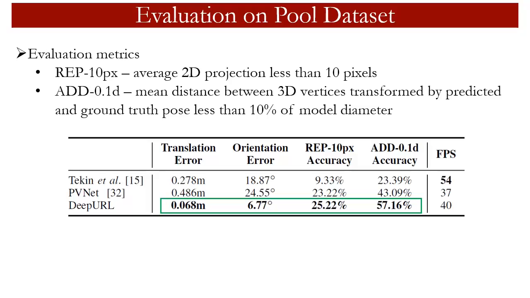We compare the performance of our network with Tekin et al. and PVNet in terms of translation error, orientation error, rep10px, and add 0.1d metric. For the rep10px metric, we consider the pose estimate as correct if the average reprojection error is below a 10 pixels threshold. The add metric takes the pose estimate as correct if the mean distance between the coordinates of the 3D model vertices transformed by estimated and ground truth poses fall below 10% of the model diameter.